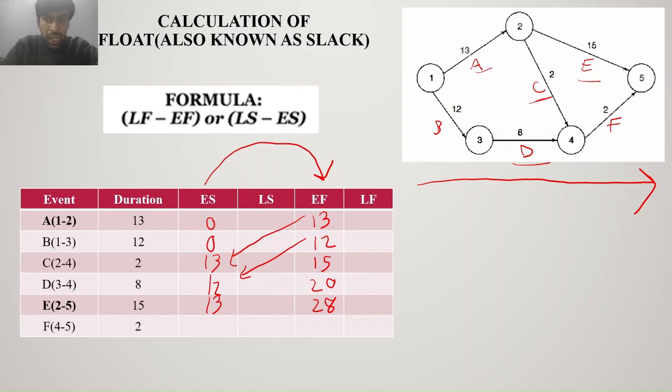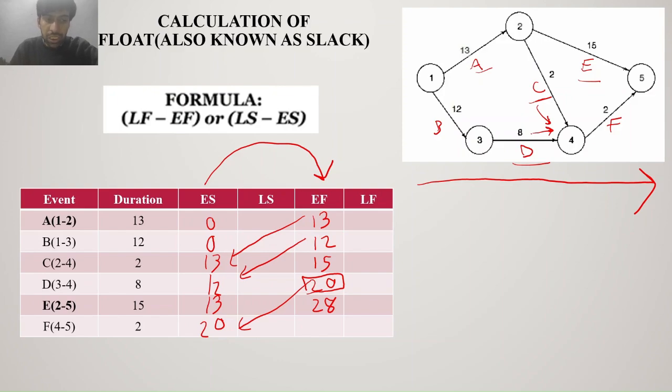Now for F, F depends on two different activities, C and D. There's a convergence. As we discussed in convergence, even in the previous video on the critical path method, we have to choose the larger of the two values. That is, F can start after both C and D are over. D is 20 weeks, which means this will be 20, because F can only start after both C and D have completed.